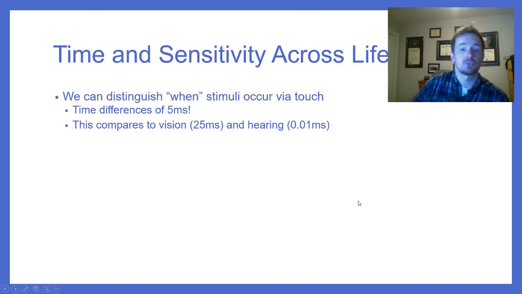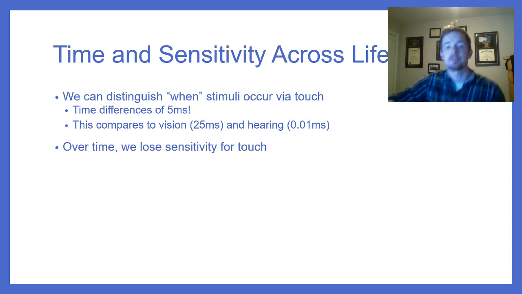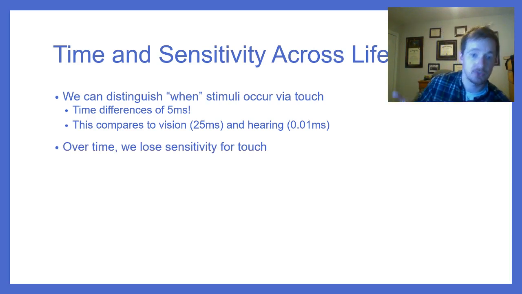We can distinguish when something touches us within about a 5 millisecond difference. And that contrasts with vision and with hearing, hearing being a little bit faster than that, vision being a little bit slower than that. But over time, we will actually lose some of our sensitivity to touch.